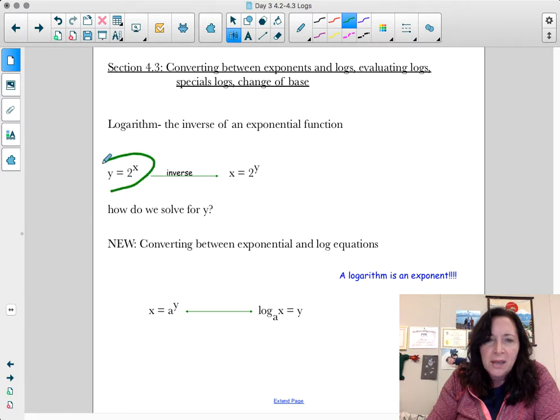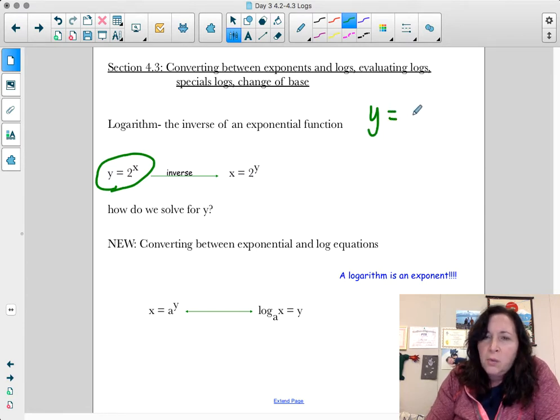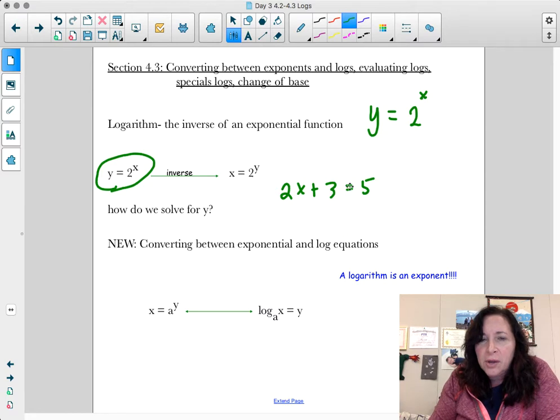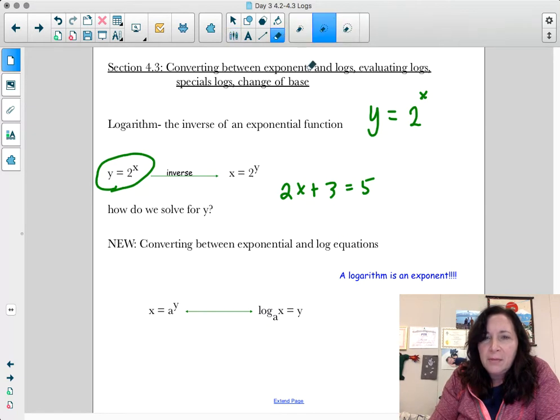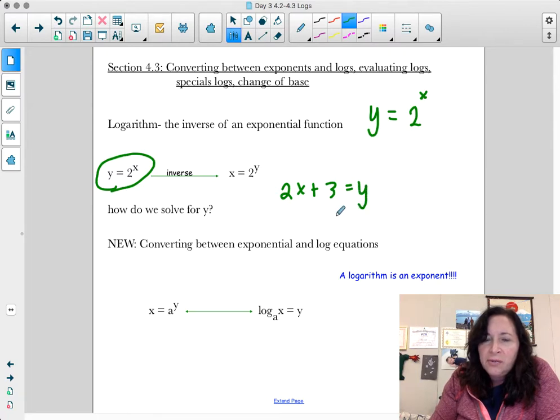If you have y equals 2 to the x power, now we just finished a section where we were talking about how to find an inverse. Basically, one way to find an inverse is to switch your x and y. So I think we did a question maybe like 2x plus 3 equals 5. And in order to find the inverse of this function right here, which is a line, you're going to do a couple of steps.